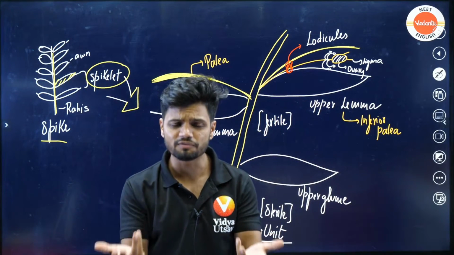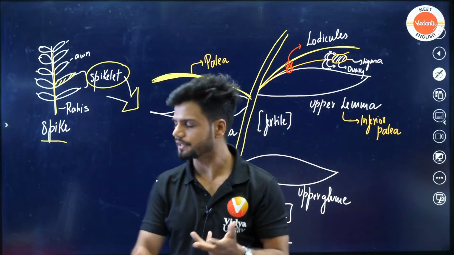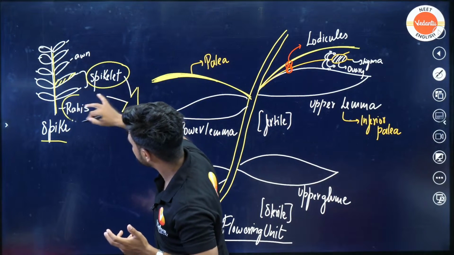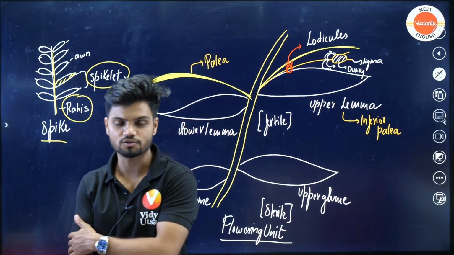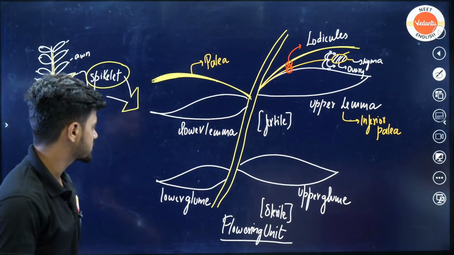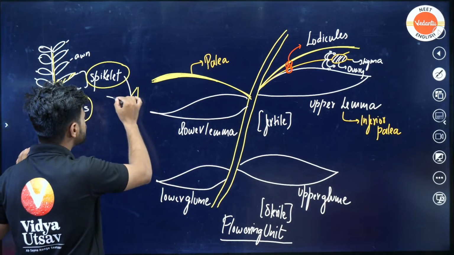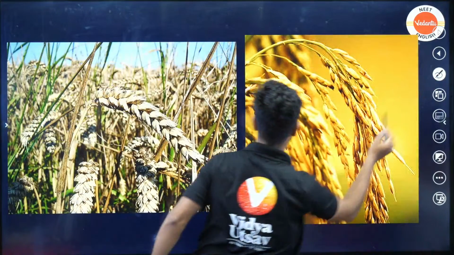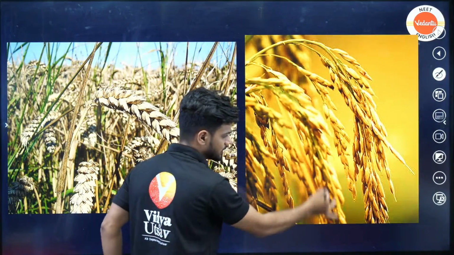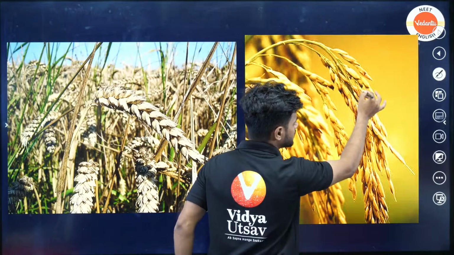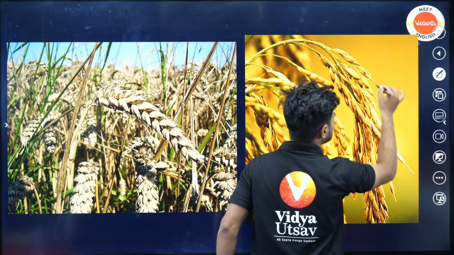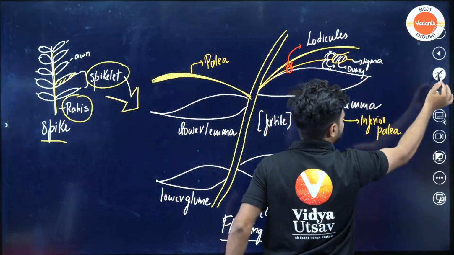We have leaf, leaflet, right? We have spike and spikelet. The stalk here is called rachis. Now, if you zoom into each spikelet, see here, this is your entire spike. Can you see one is separate here? Each one is called a spikelet here.